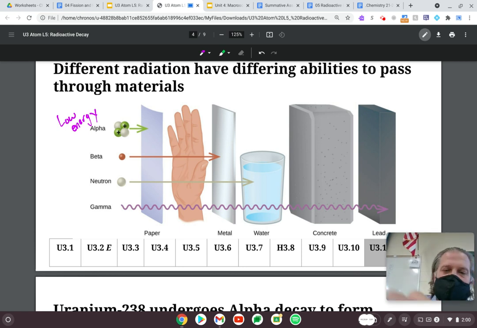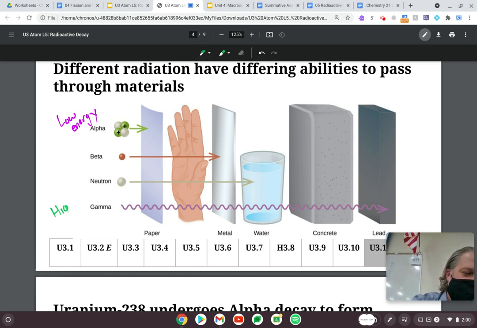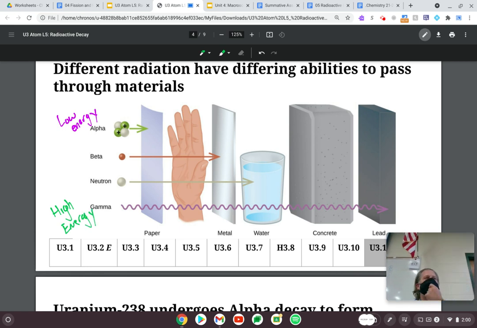And then lastly, the gamma radiation, or gamma decay, is extremely high energy. And because it's not a particle and it's actually energy, it will go through paper and flesh and metal and water and thick concrete and even stop at lead, pretty thick lead. So these are, from low energy to high energy, the different types of radiation or emission that we've covered over the last week or so.